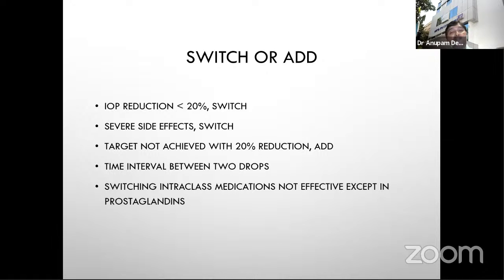Switching intra-class medications is not effective. That is, if you are putting dorzolamide and that is not working well, then there is no point in switching to brinzolamide, which is of the same group. So you have to switch to something else. But in case of prostaglandins, if you are using say latanoprost and it is not working that well, you might try travoprost or bimatoprost, because only in prostaglandins you are allowed to switch intra-class. So sometimes they may work well if one doesn't work well.